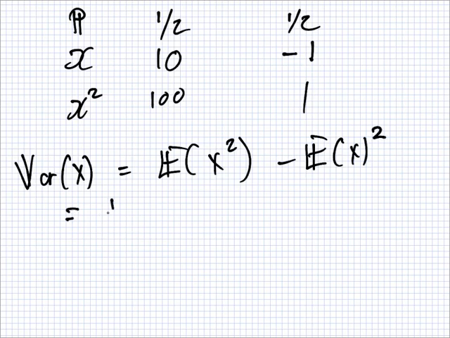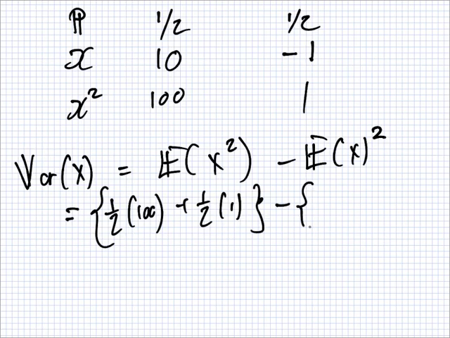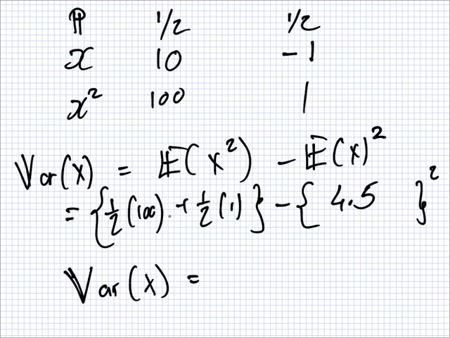That will be a half times 100 plus a half times 1. Now I haven't worked out the expected value yet, so that's a half times 10. Oh no, you did it already. What was it? 450, wasn't it? Yes. Okay, can you type this in and tell me what you get? So the variance of x equals 50.5 minus, oh, it's squared, yeah.